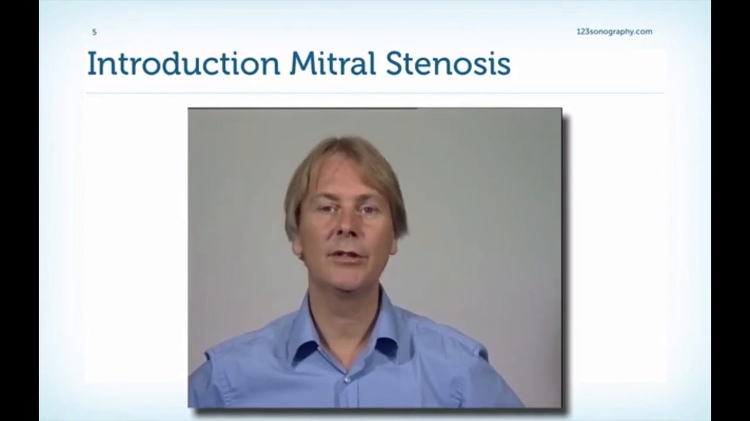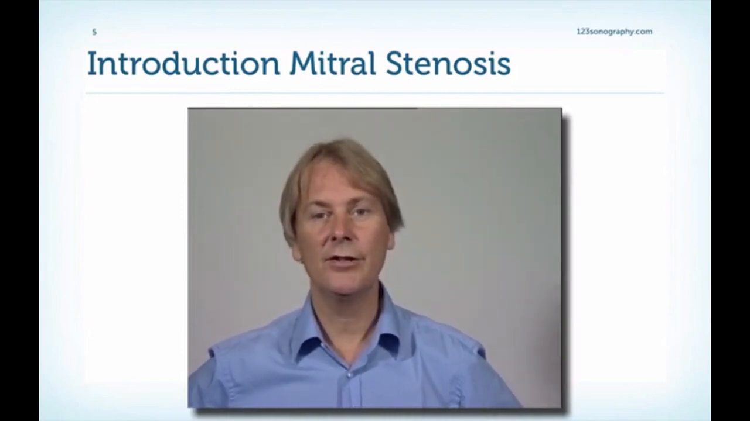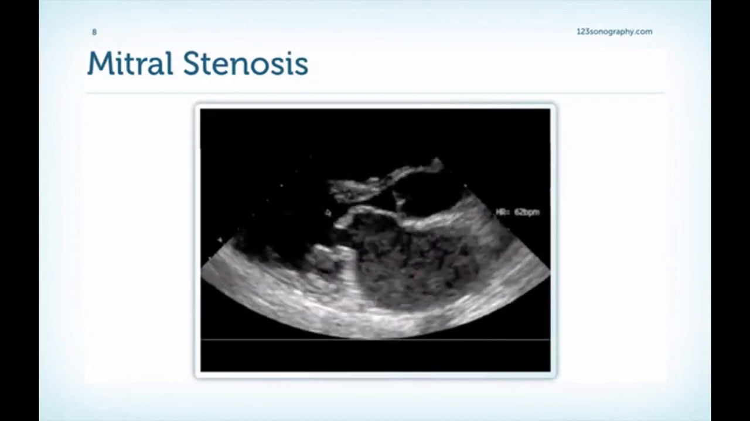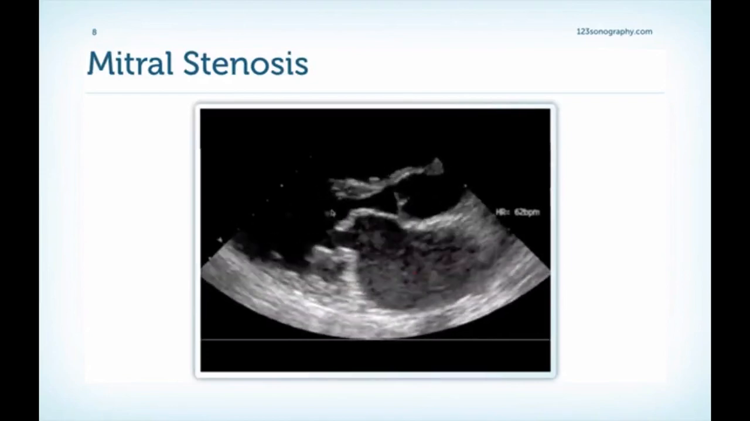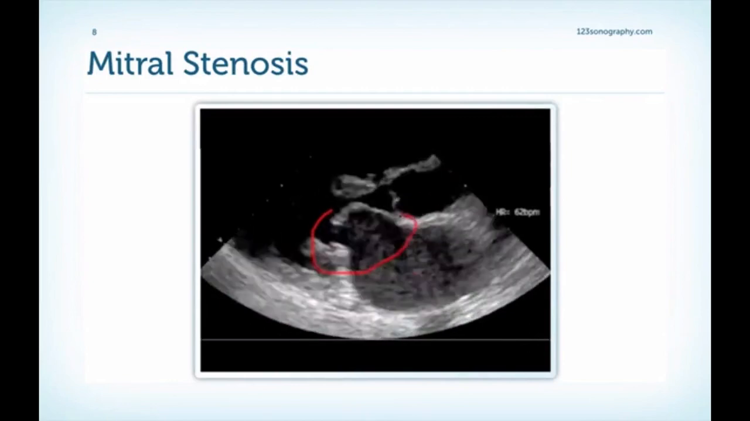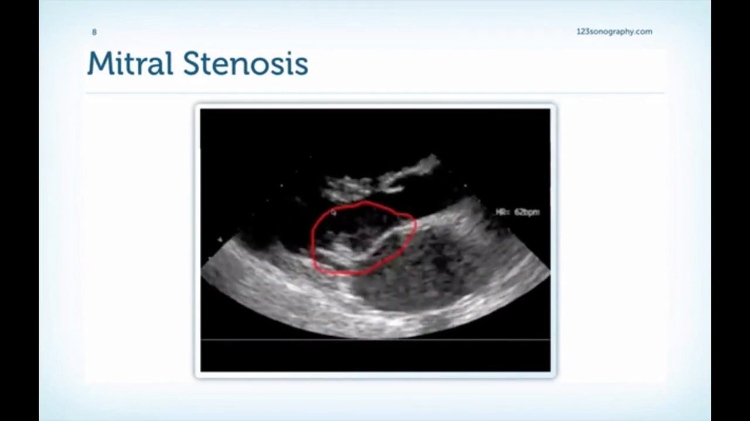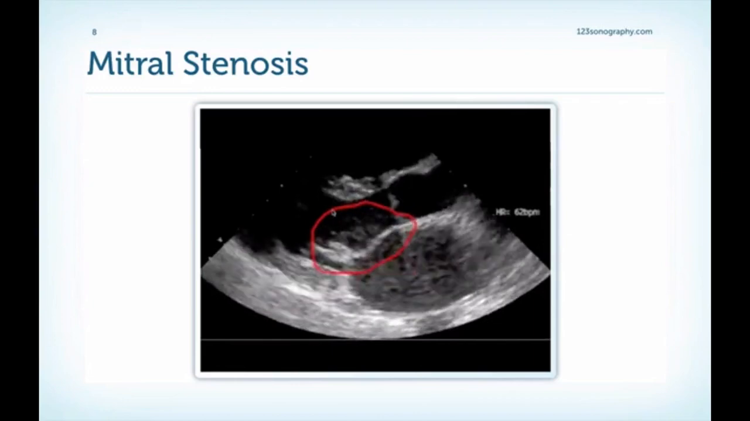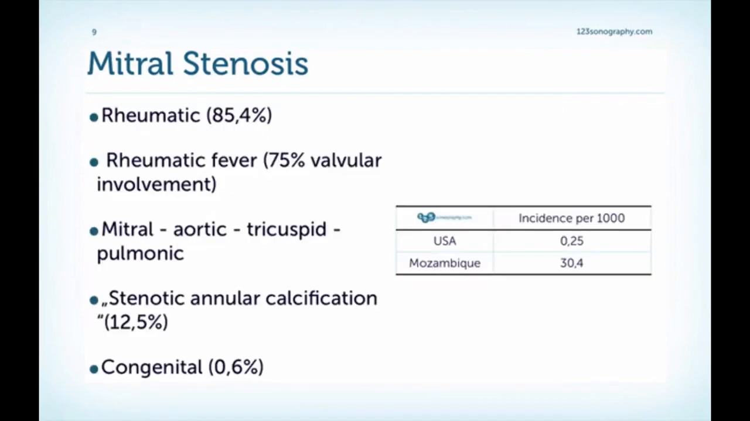In this chapter, we'll talk about the background of rheumatic heart disease and mitral stenosis, and also on how to diagnose it. You'll see it's very simple. The diagnosis of mitral valve stenosis is actually pretty easy in most cases. One look and you can see the hallmark of this pathology, doming of the anterior mitral valve leaflet. But there's much more to mitral stenosis. First, let's take a look at some facts.